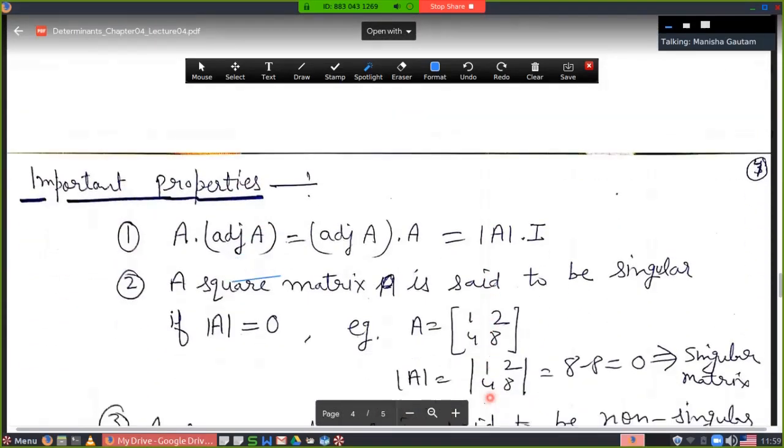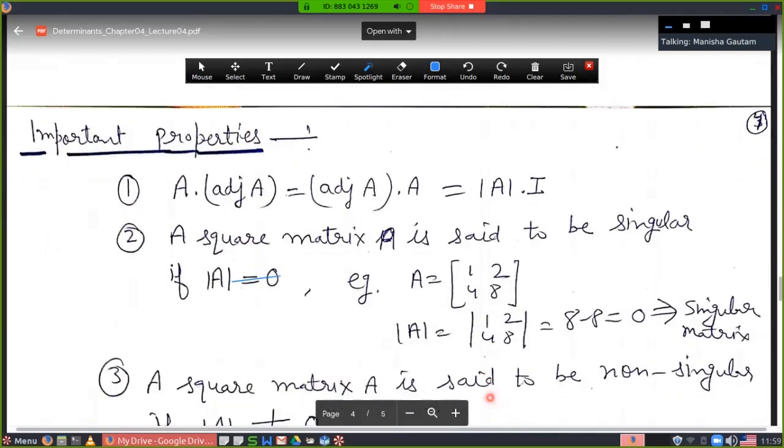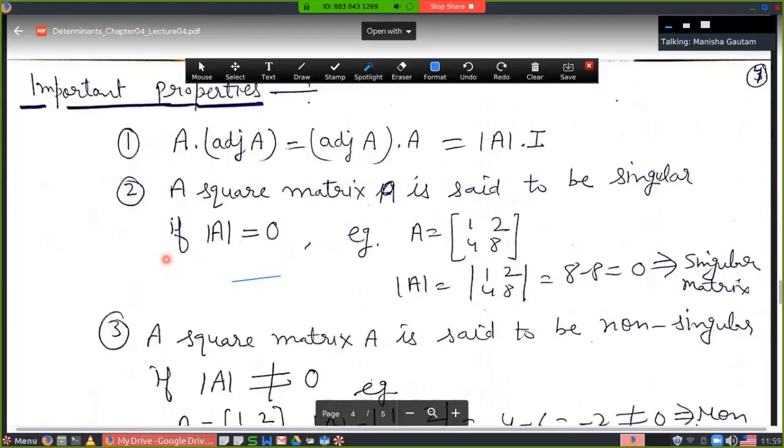Some properties are here which you have to study in this topic. First, when you multiply A by its adjoint of A, or adjoint of A by A, both will be equal to the determinant value of A times the identity matrix. When you multiply the identity matrix by the determinant value of A, all these three terms will be equal.